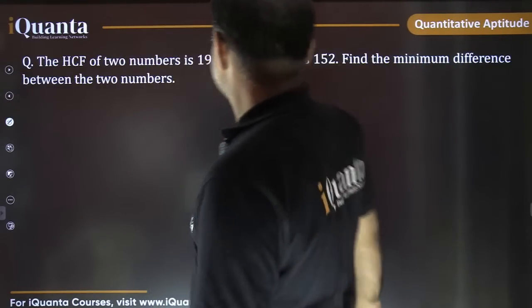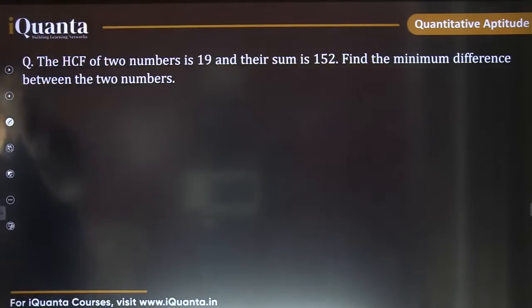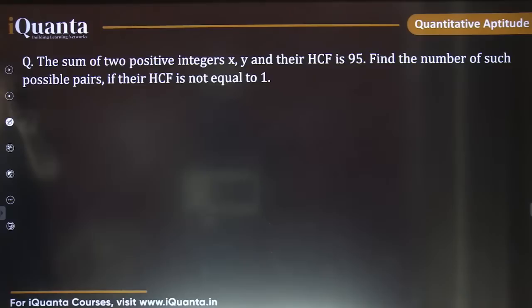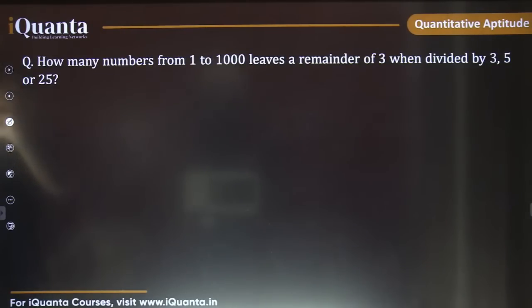Okay. This is again an easy question. I'm leaving it. And this one is also an easier one. You can solve them later. Okay. Try to answer this one now.